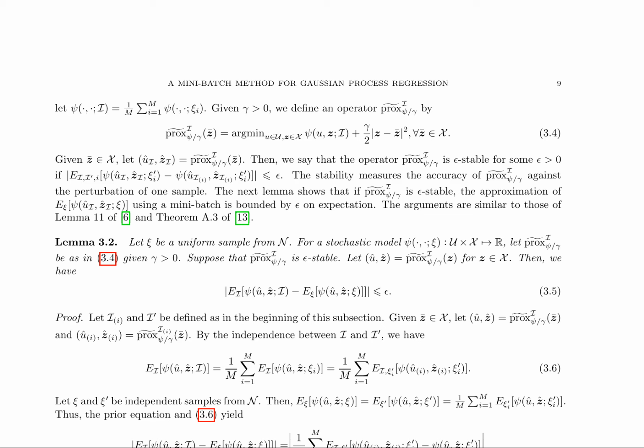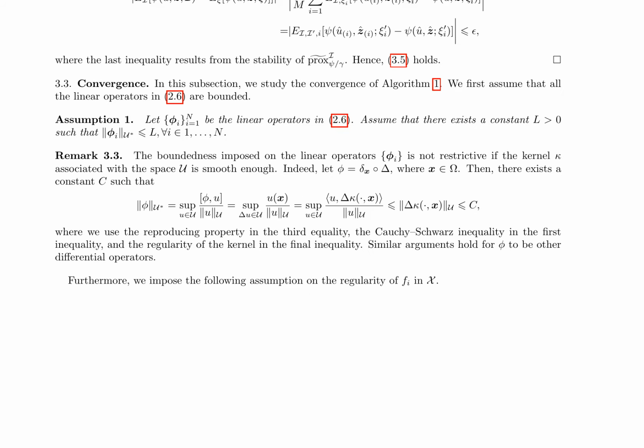The operator G pro xi psi, gamma is defined as the argument of psi, u, z, I, plus half of the squared norm of z minus z, where z is an element of x. This operator is said to be E-stable if the approximation of the expectation of psi using a mini-batch is bounded by E on expectation. A lemma is established, showing that if G pro xi psi, gamma is E-stable, the approximation of the expectation of psi using a mini-batch is also bounded by E on expectation.